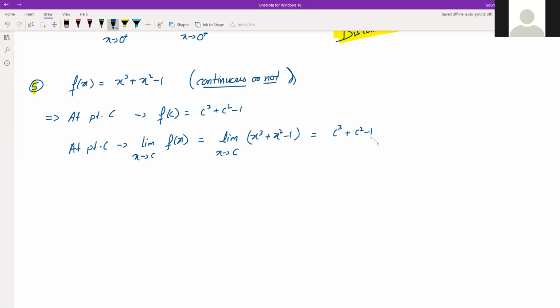So for any arbitrary point C, what did we observe? At any arbitrary point C, the f of x value and the limit value are the same. So that means this is always continuous. Right? So that's what always continuous functions are, and that's how we are going to find whether the function is always continuous or not, whatever our functions are.